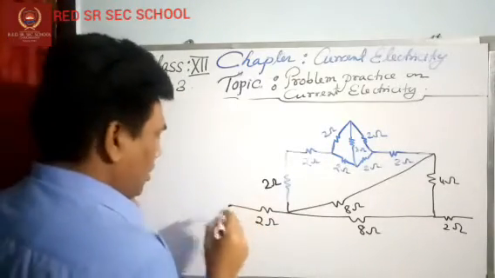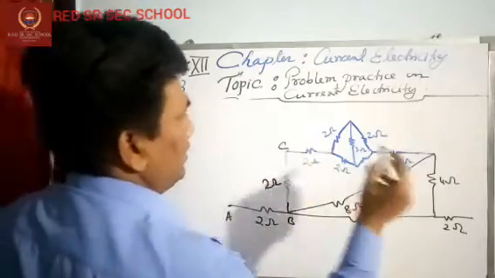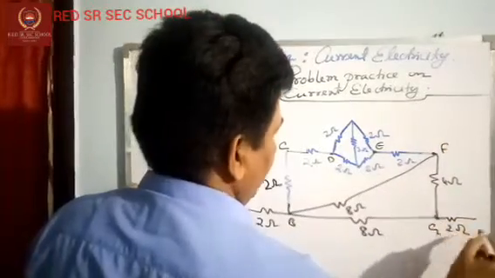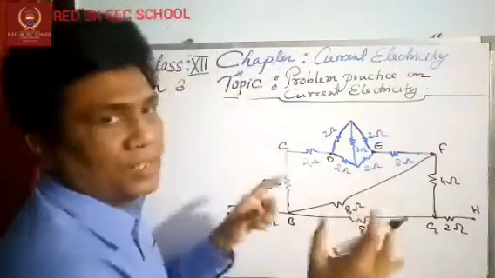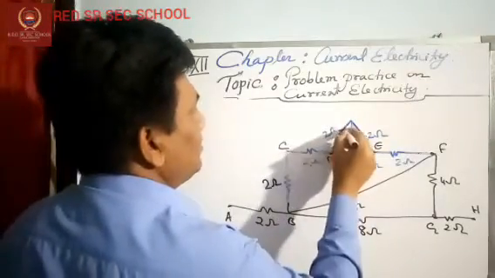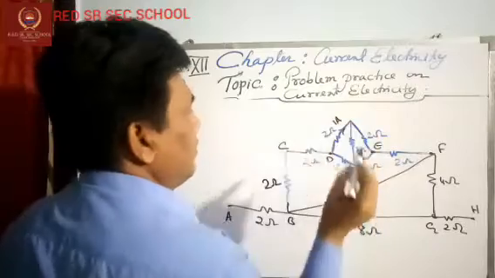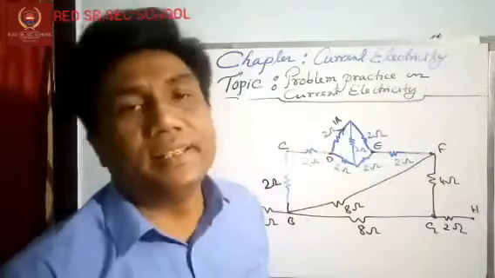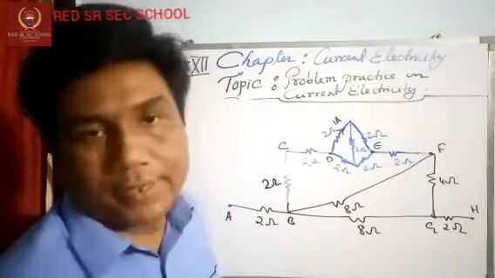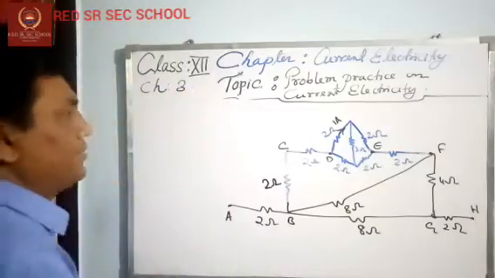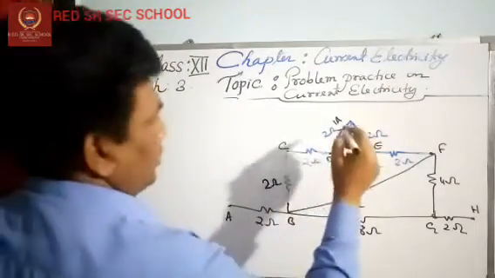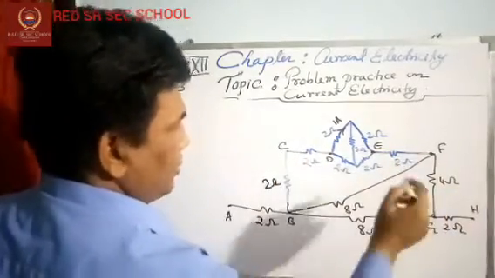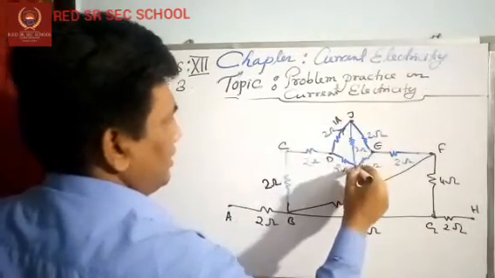Name the corners A, B, C, D, E, F, Z, H. This is a part of a circuit. Say the current in this branch is given as 1 ampere. Remember, in the whole network, only in one branch the current is given, 1 ampere. So this point is J, this point is K.